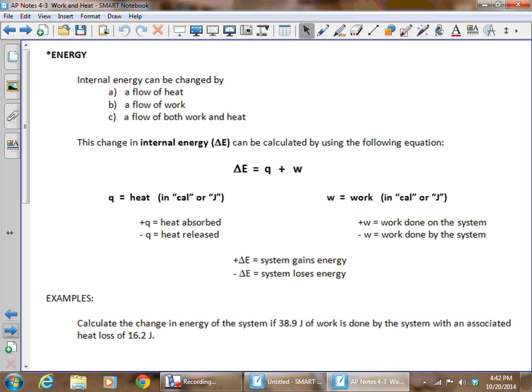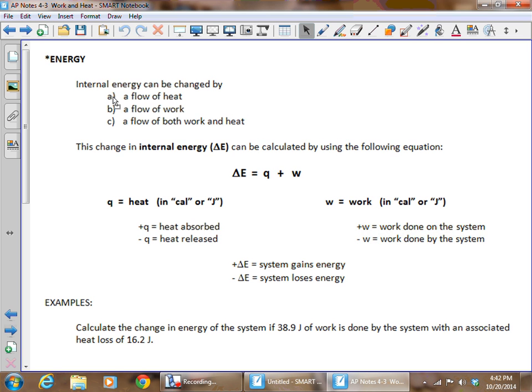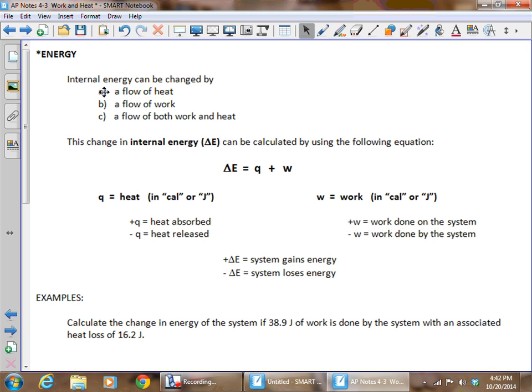What I want to concentrate on in this video is dealing with the calculation of the energy in a system. When we look at the internal energy of a system, we can change that internal energy by either a flow of heat, and by a flow of heat, we're talking about Q, a flow of work, we're talking about W, or a flow of both work and heat.